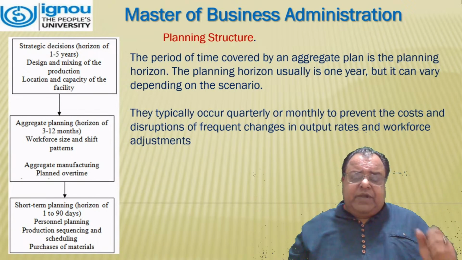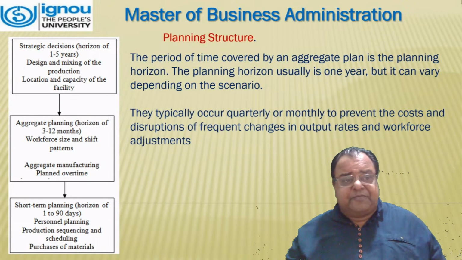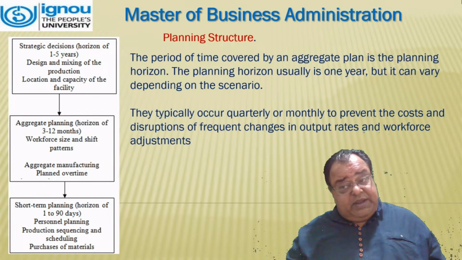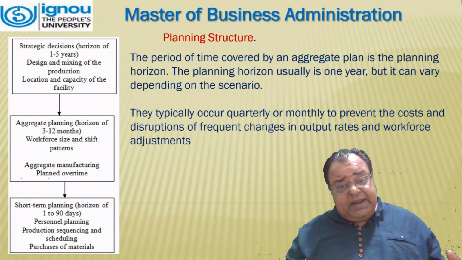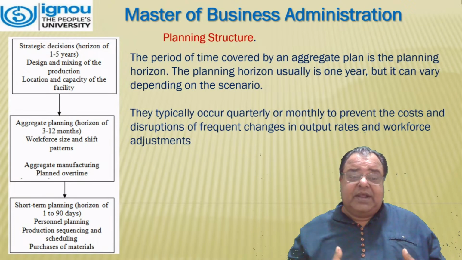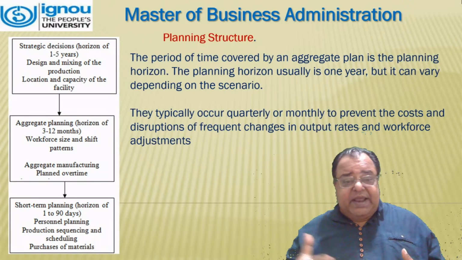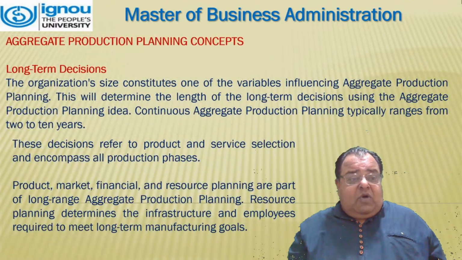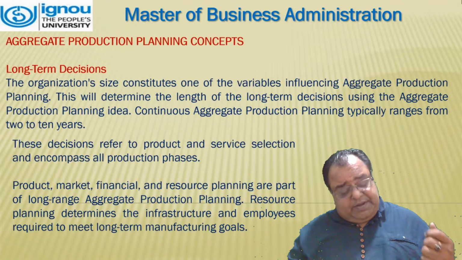The period of time covered by an aggregate plan is the planning horizon. Planning horizon usually is 1 year, but it can vary depending upon the scenario. They typically occur quarterly or monthly to prevent the cost and disruption of frequent changes in output rates and workforce adjustment. What is the concept of aggregate production planning?